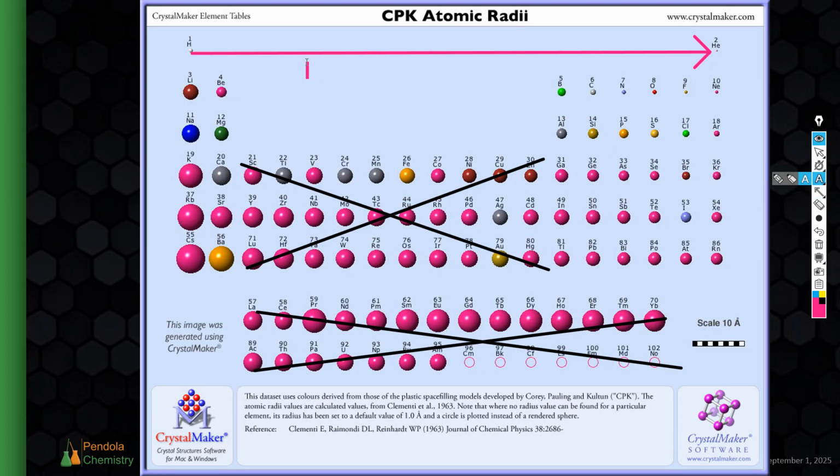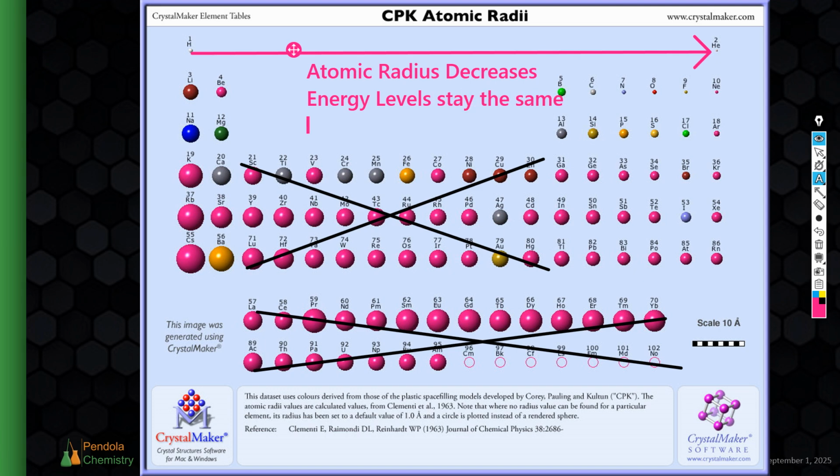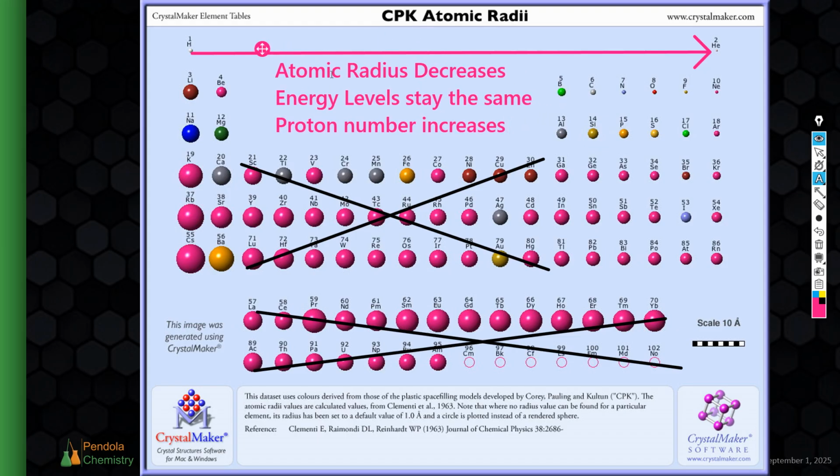we get that atomic radius decreases, both because energy levels stay the same and because proton number increases. So because the proton number goes up, but the number of energy levels stays the same, the atomic radius is going to decrease from left to right.